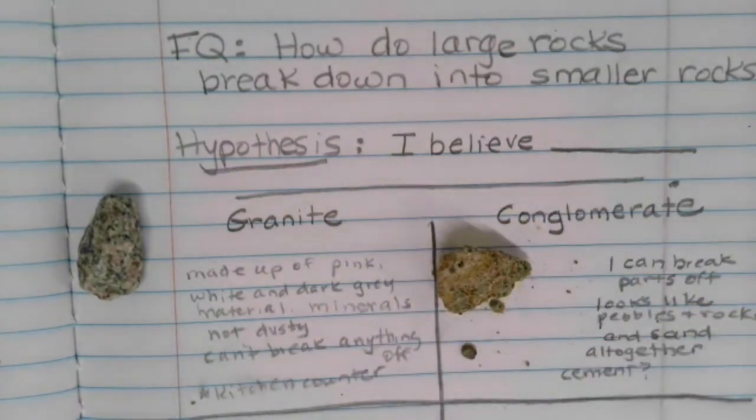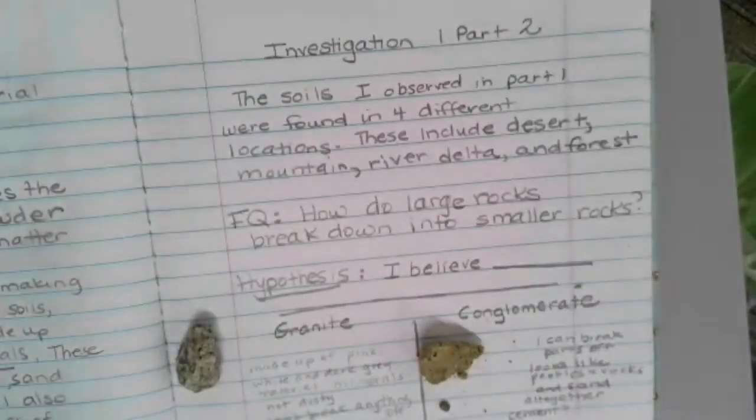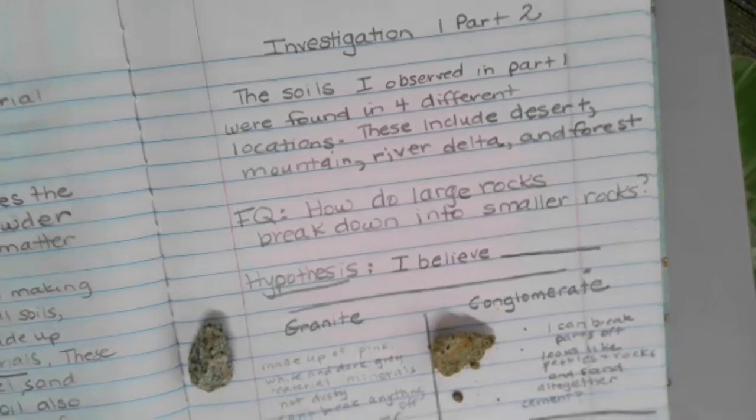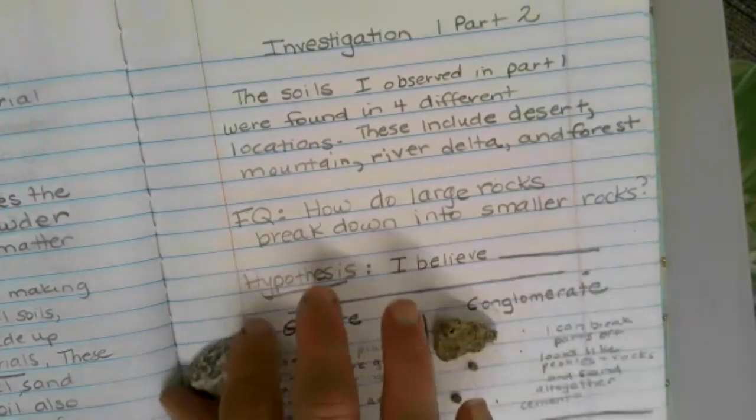So this is all I want you to get done today. I want you to have your notebook filled out with the beginning part of our investigation, with the focus question, how do large rocks break down into smaller rocks? I want you to have your hypothesis, what you think, how do these larger rocks get broken down?